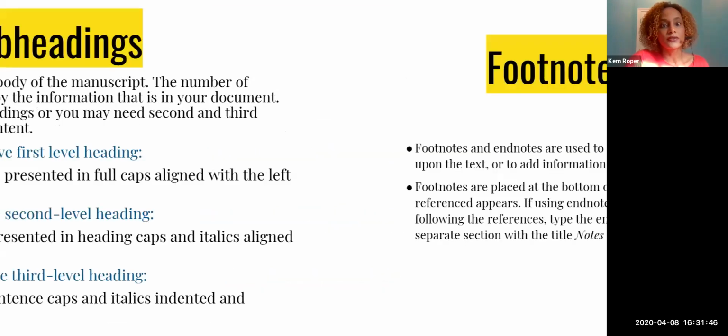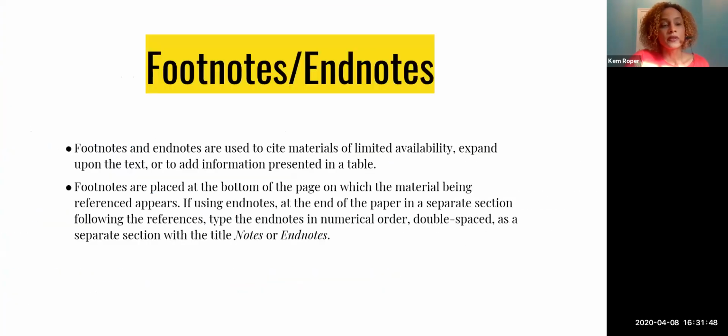ASA also utilizes footnotes or endnotes. These are ways to cite information in addition to what is in the body of the text, to expand on what is already being presented. Footnotes are placed at the bottom of the page on which the material being referenced appears. If using endnotes, at the end of the paper in a separate section, following the references, that's where the endnotes would be located.